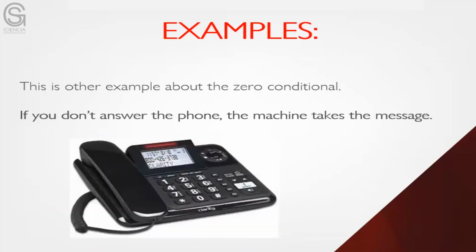Here on the following slide, you can observe a picture of a telephone. And I am going to create another sentence using the zero conditional. If you don't answer the phone, the machine takes the message. So notice that here we're using the same English structure. At the beginning, we have the verb, but in negative, in present simple, don't answer. And then we have the comma, and then it says, the machine takes the message. If you don't answer the phone, the machine takes the message, right?